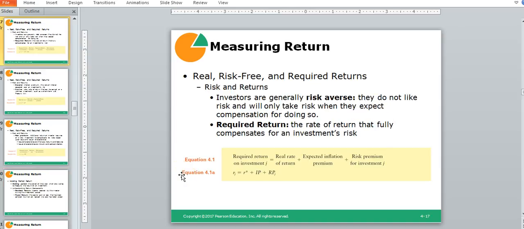We could get into all these detailed equations, but I don't think it's necessary. Again, what I want you to understand is that inflation matters, and then our own internal, how much risk we're willing to take and how much we want to receive on our investments will factor into the decisions that we make.